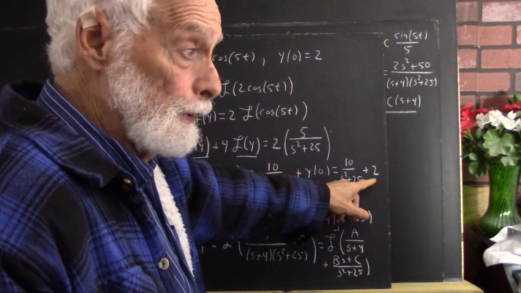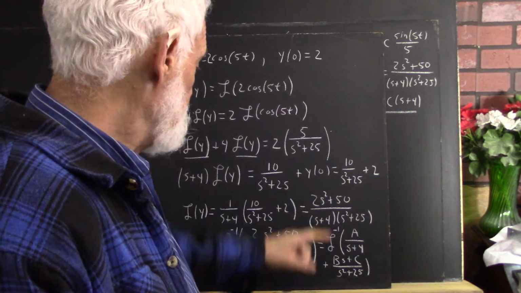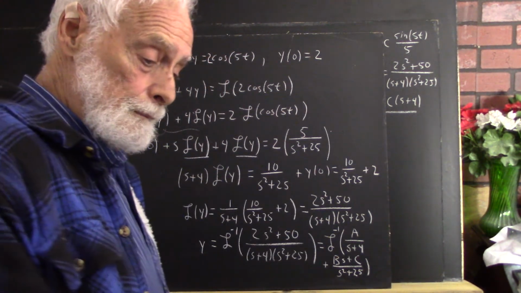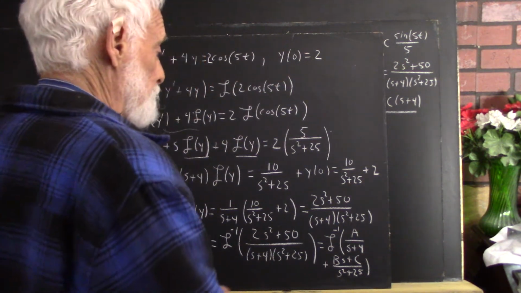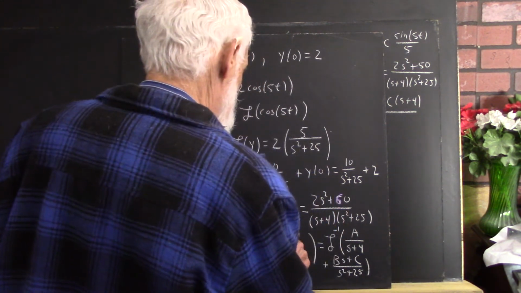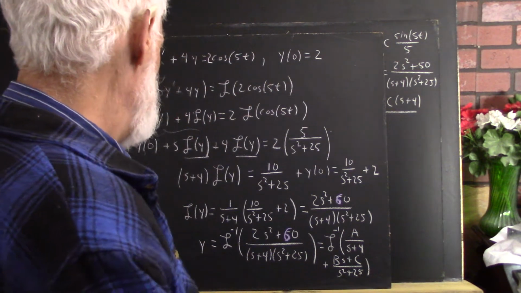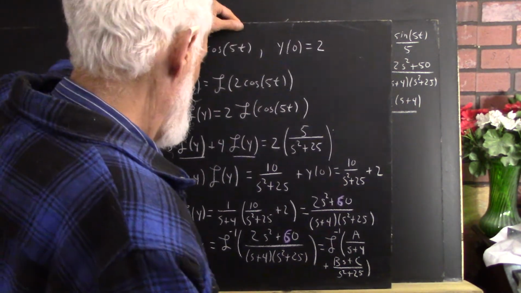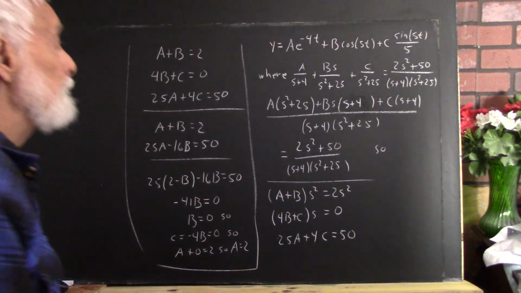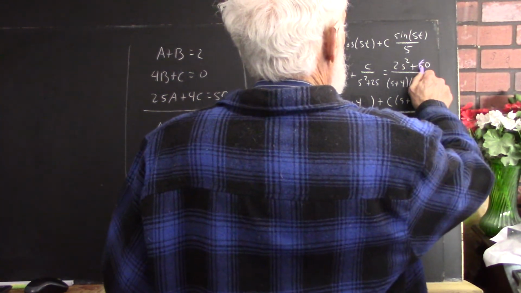I do get a 2s squared plus 50 over here. I've also got a 10 here. So this 50 should have been 60. Well, let's go ahead and correct that. Let's see how this really works out. So that should be 60. I'd like to make this prettier, but so be it. And my 50 here should have been 60.